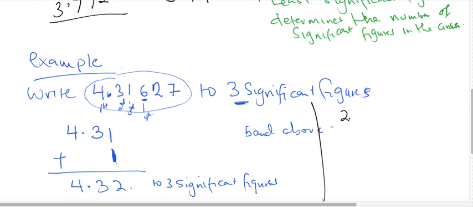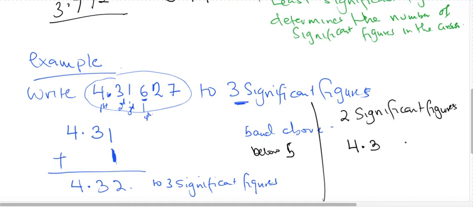Okay. Now, same question, if they had said write two significant figures, we would write the two numbers 4.3. Look at the third one. The third one is below 5. So if it is below 5, you just delete the rest of the numbers. Since the third one is just 1, it is less than 5, so you delete the rest of the numbers and then you write 4.3.